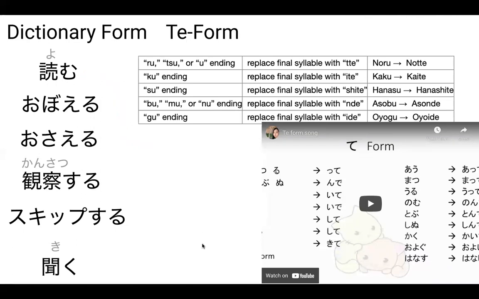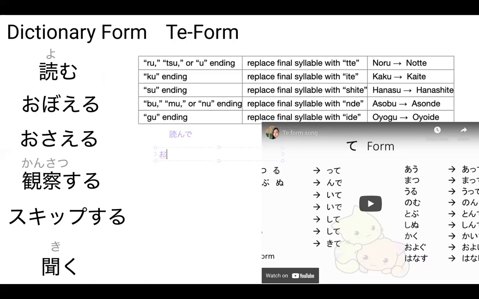Yomu, okay. So it'd be yotte. So that's a really good guess, but it ends with mu. Where is mu on the little key sheet? Oh, it's the fourth line. Yeah, I just looked at the u. So it'd be yonde. That sounds more natural. Yeah. That sounds more natural. How about oboeru?